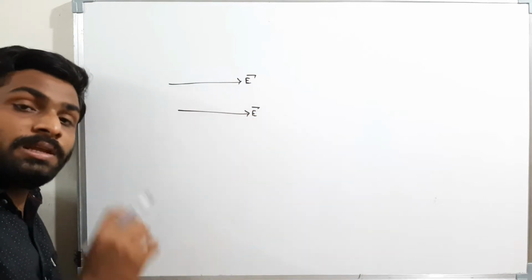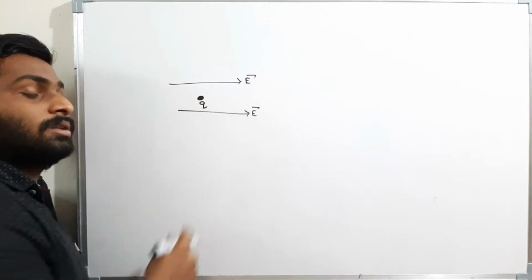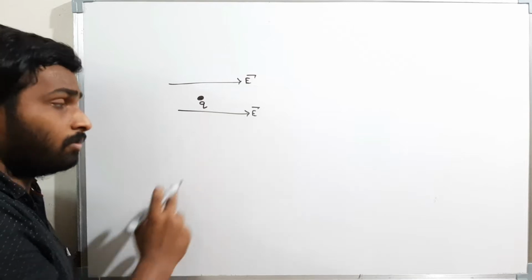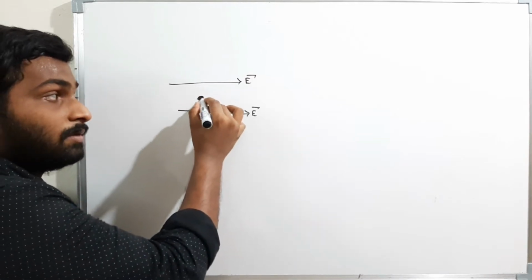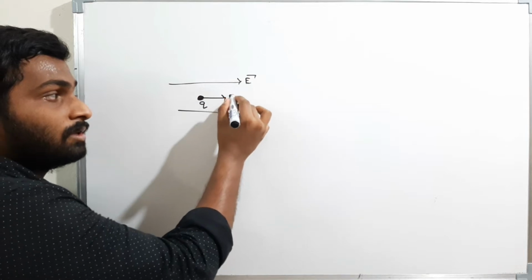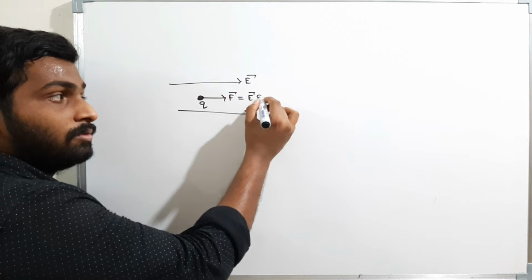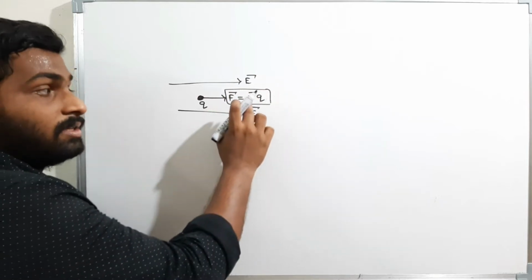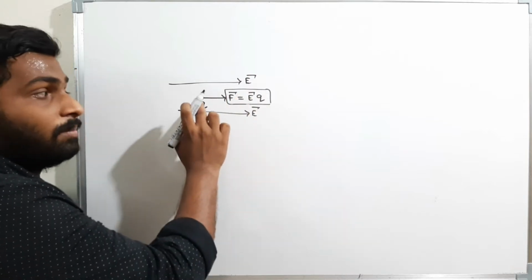Now if I place any positive charge in this, then what will happen? This positive charge will stay there. No, the positive charge won't stay there. This will be experiencing some force. What is the force? The force F is equal to E bar into Q, where E is electric field intensity, and Q is the charge of the particle.